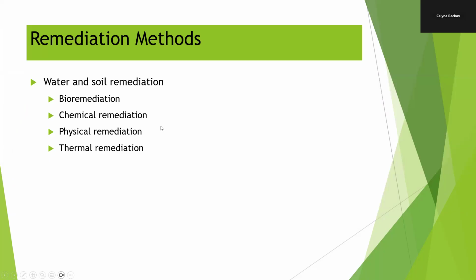Physical remediation can be, for example, soil washing, adsorption, and soil vapor extraction. Physical remediations do not break down the contaminant, they just move it from water or soil to another system. And also you have thermal remediation. This remediation involves using heat to mobilize and remove volatile and semi-volatile organic compounds.